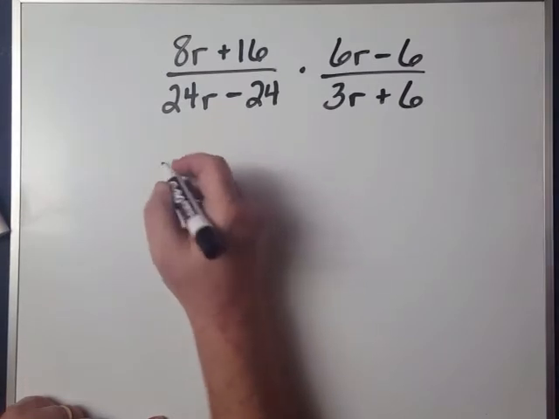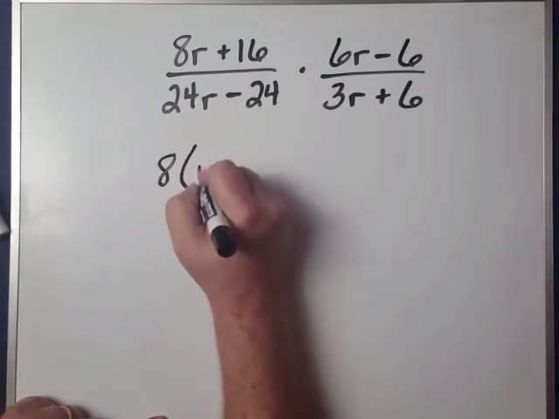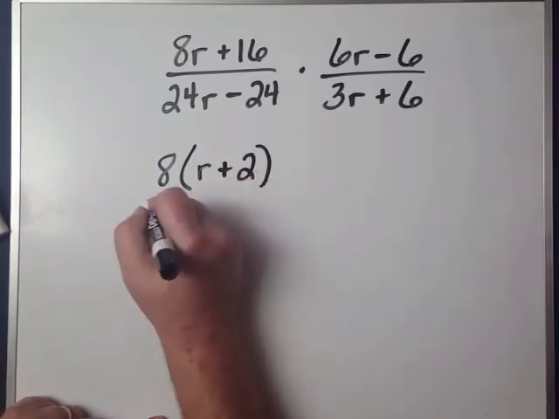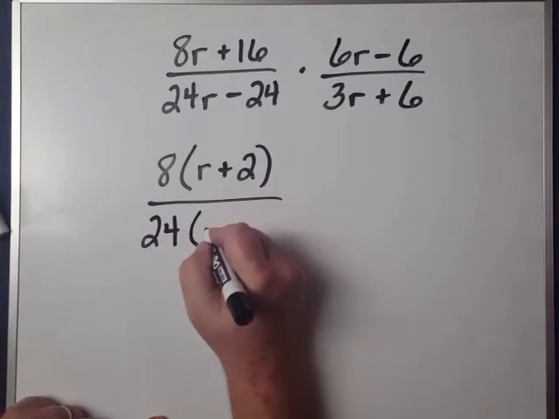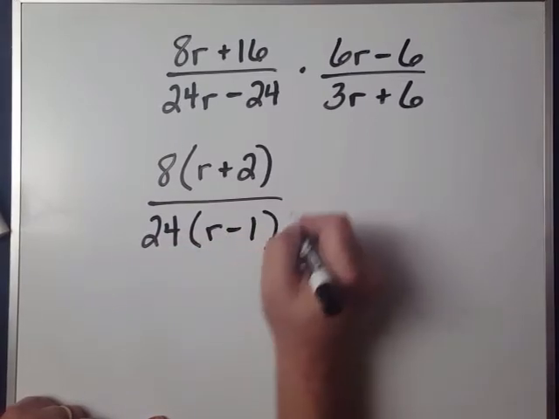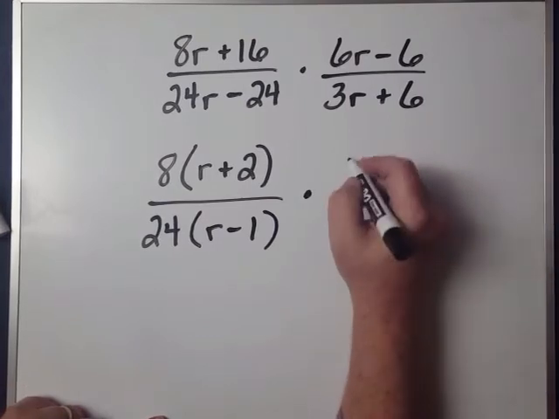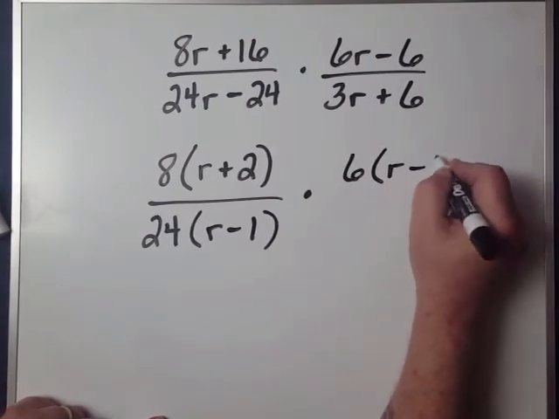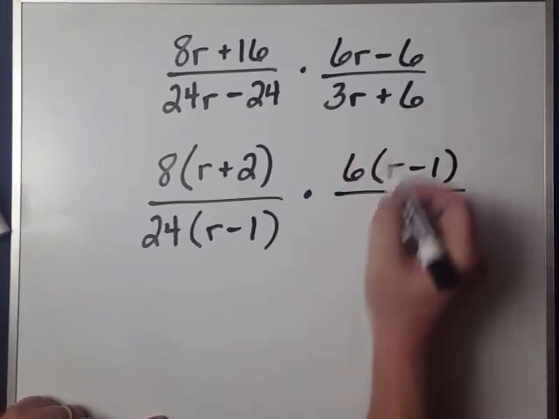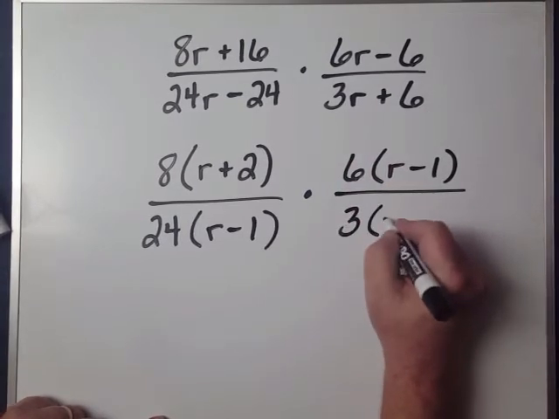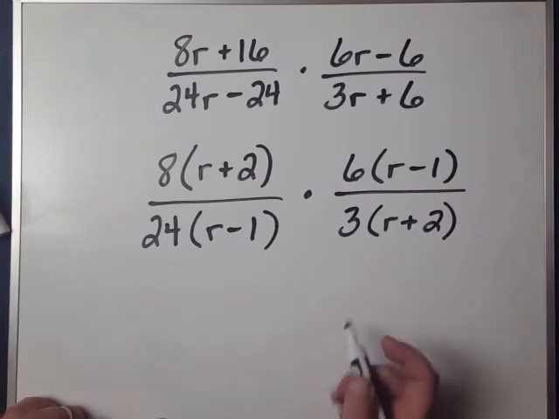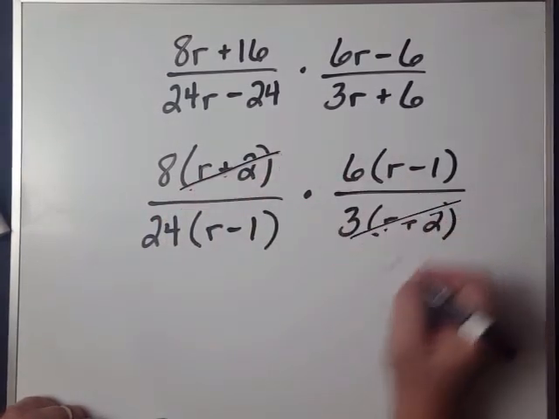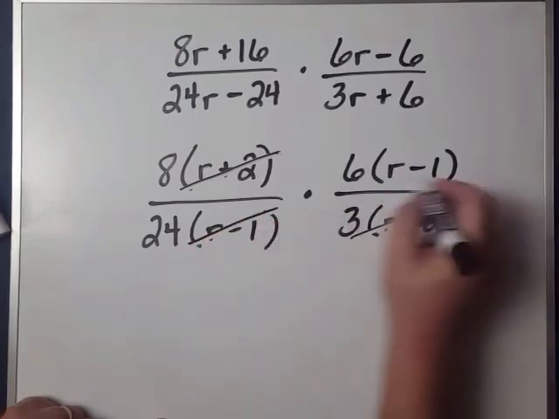This first numerator, I can factor out a greatest common factor of 8, which leaves r plus 2. This first denominator, I can factor out a greatest common factor of 24, which leaves r minus 1. Second numerator, pull out a 6, leaving r minus 1. And this second denominator, factor out a 3 to leave r plus 2. Now that everything is factored completely, let me see what I can cancel. Well, my r plus 2's will go. My r minus 1's will go.